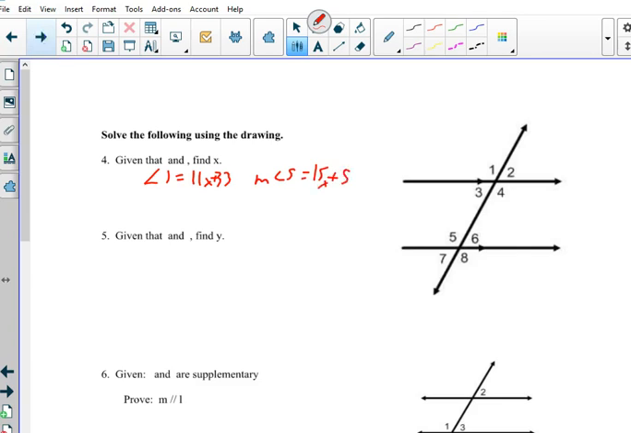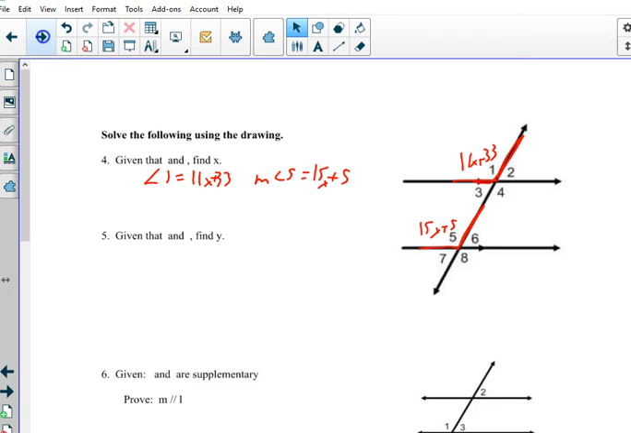So angle 1 up here is 11x plus 33. Angle 5 is 15x plus 5. Well, remember, look at these. This one's obtuse, this one's obtuse. In fact, it's like an escalator. It rides on down. Okay? So these are equal to each other.